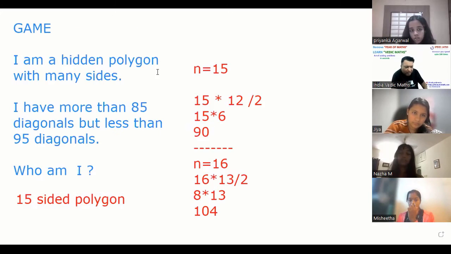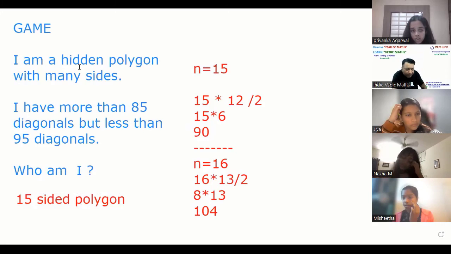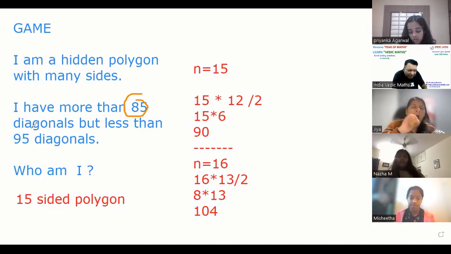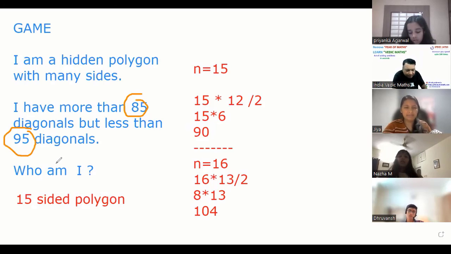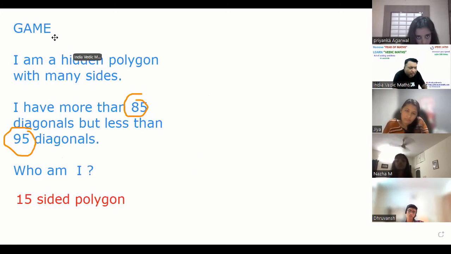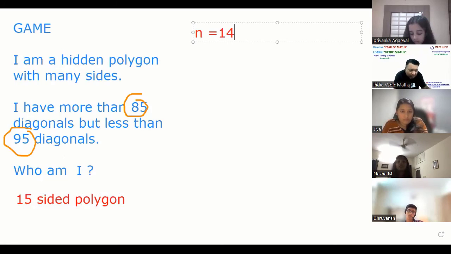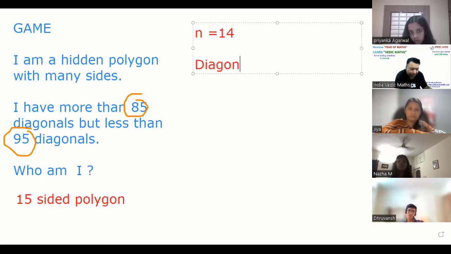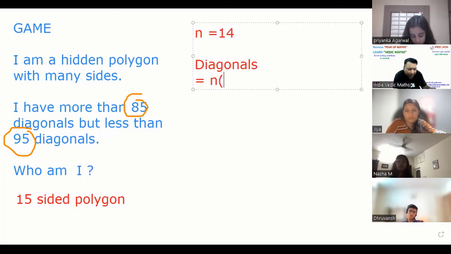Previous question was this, right? What we need is a polygon which has between 85 and 95 diagonals, right? Correct? What we have done is, Mayank, forget this. So do trial errors. Let's say n equal to 14. If n is 14, how much will be the diagonals? What is the formula for diagonal? Sir, n into n minus 3 by 2.